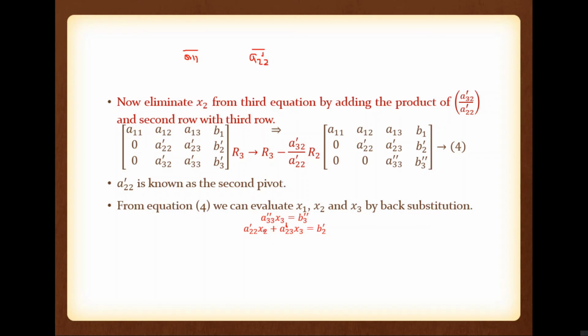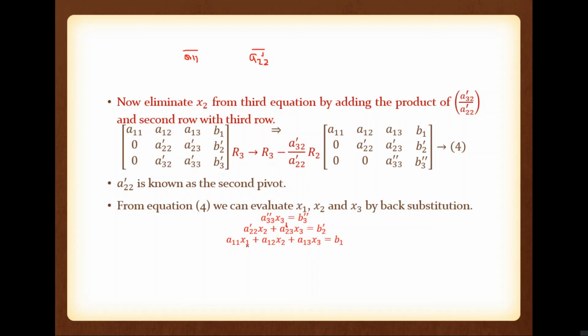Now after finding x2, use the next upper equation. What is the next upper equation? This one. So that equation is a11 x1 plus a12 x2 plus a13 x3 is equal to b1. Here x2 and x3 are known, so you can find the value of x1. So here what we are doing: first we are finding x3, then x2, then x1. Last to first we are finding. So it is known as backward substitution or back substitution.